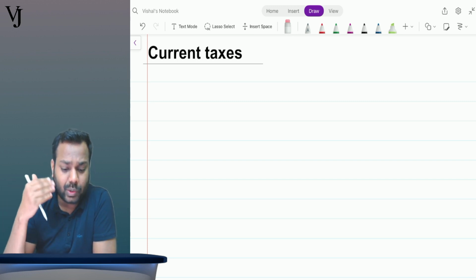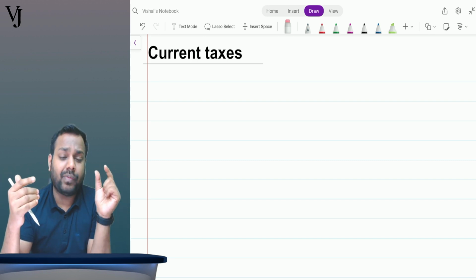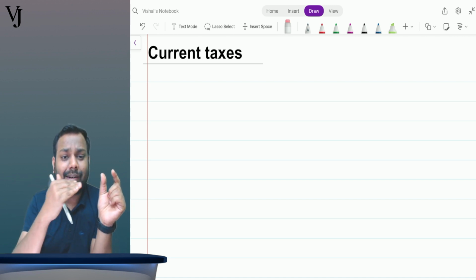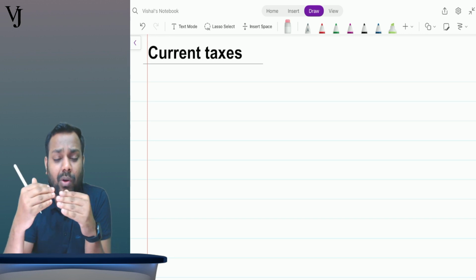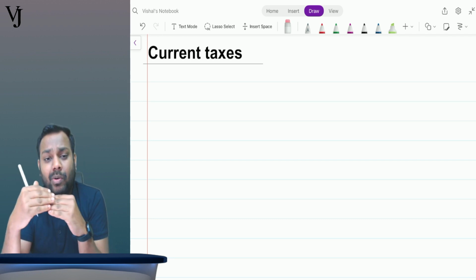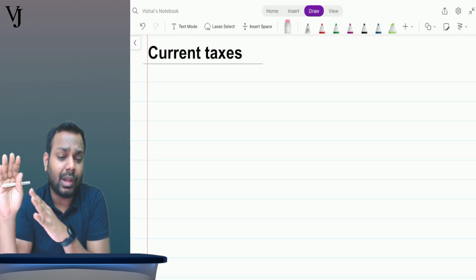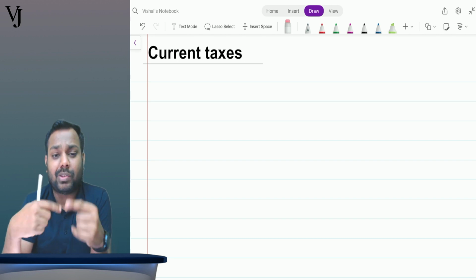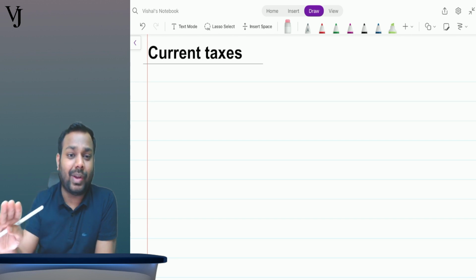Now, the questions particularly come in this format: the debit balance or the credit balance of the current tax is given at the start of the year. The question will mention the tax payable for the current year. Now, please calculate the amount of tax expense to be recognized in P&L in the current year, and the amount of tax payable to be recognized in the statement of financial position for the current year. This is the question, and I have seen students struggling with this concept. I believe this video will help you simplify it.